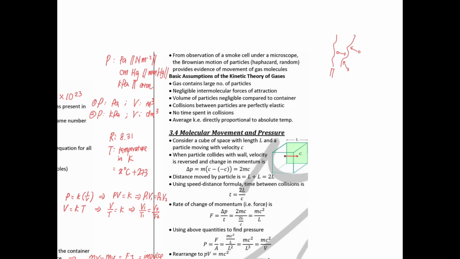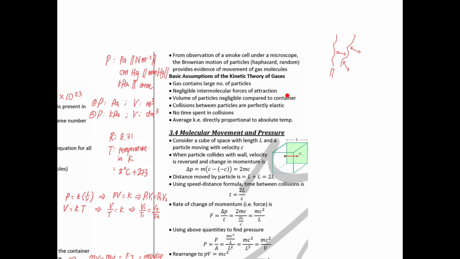Okay, now basic assumptions of the kinetic theory of gases. So we have gas contain large number of particles, negligible intermolecular forces of attraction. So that means no intermolecular forces or very weak. Volume of particles negligible compared to container. So that means the particle is assumed to be a sphere, right? So a sphere should have volume. So the volume is too small already. We ignore it, assume zero.